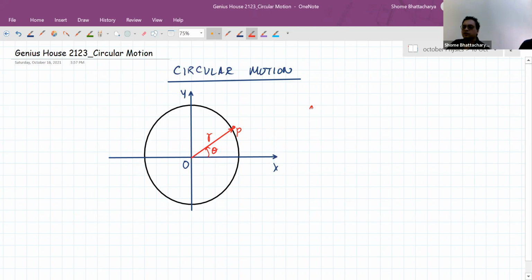So angular position, then angular displacement, then angular velocity, which right now we are treating like a scalar quantity. But as I told you, angular velocity is a vector quantity which is axial in nature, and we'll discuss more about that later. And finally, angular acceleration.